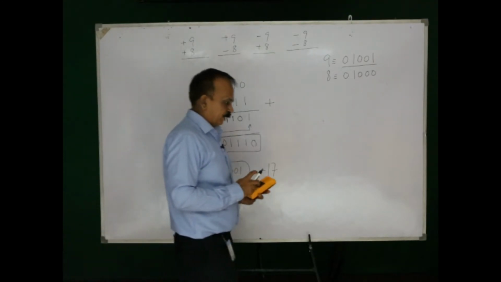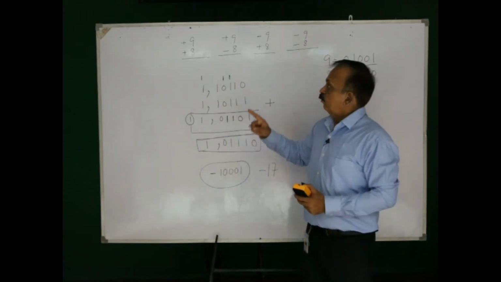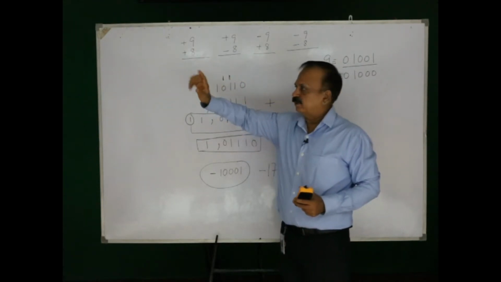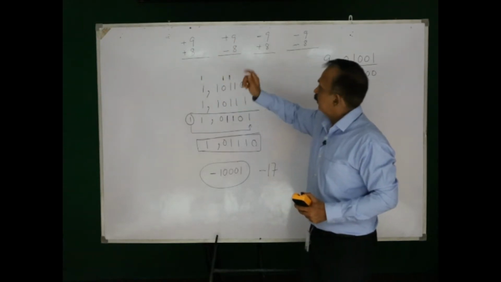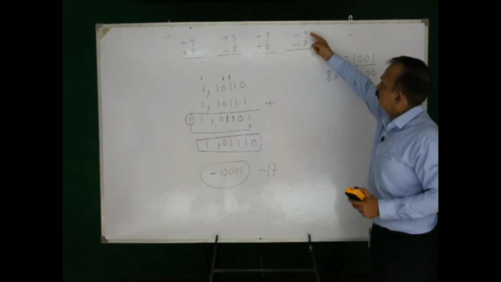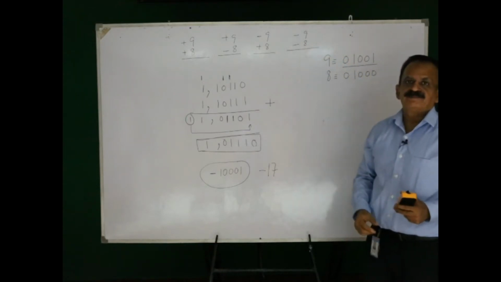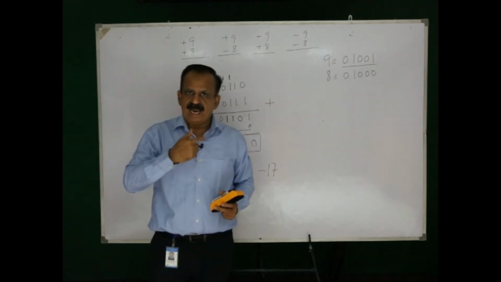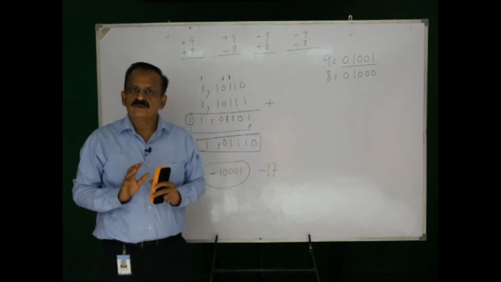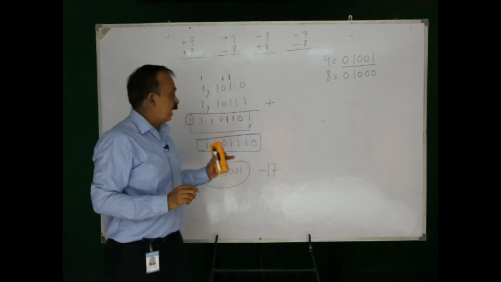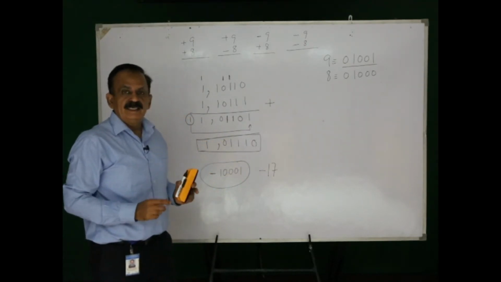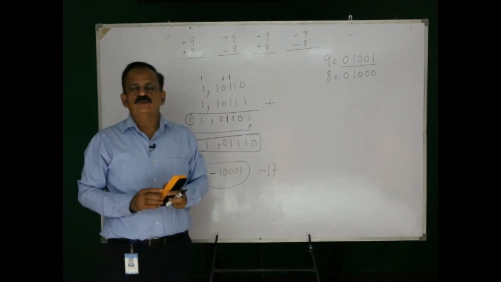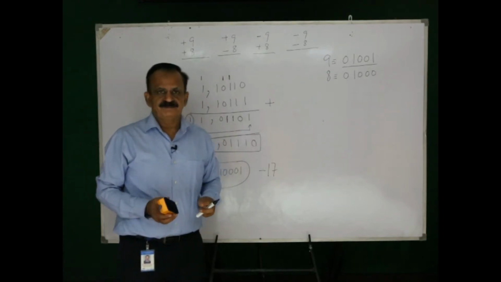Now the logic is simple. Find the 1's complement of the negative number. No 1's complement for positive numbers. Here, 1's complement of 8, 1's complement of 9, 1's complement of 9 as well as 8. Add the 1's complement to the other number. If there is a carry, add the end-around carry. And if there is no carry, then the sign is the sign: if it is 0, the result is positive, and if it is 1, the result is going to be negative.